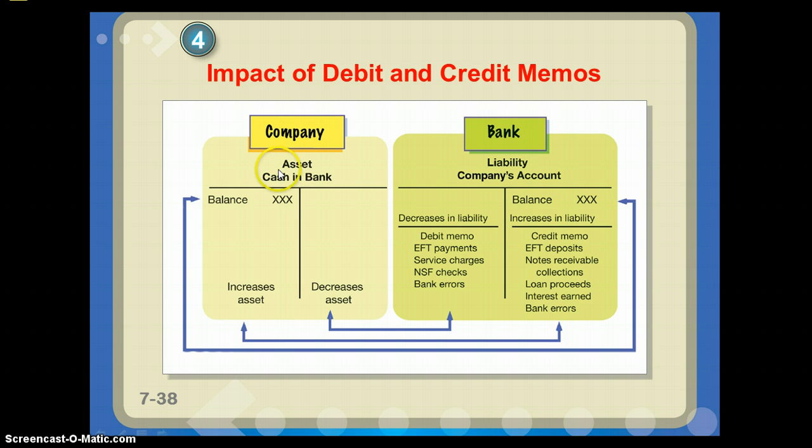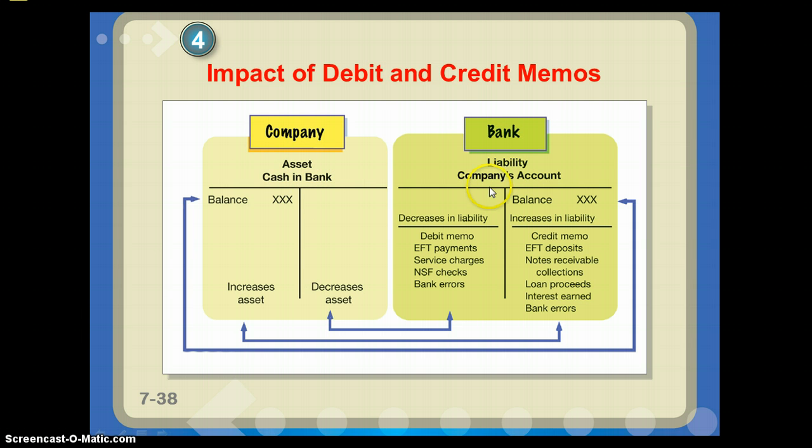You'll see the company has the asset, which is cash in the bank. So the company's money is actually in the bank here, but we have the asset cash. We have a normal debit balance. Any debits are going to increase it. Any credits are going to decrease it. This is just a normal account for cash, or an asset.